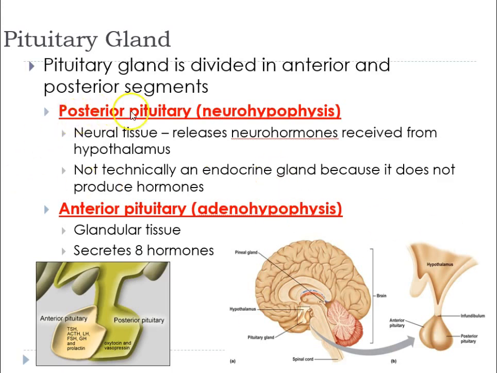So the posterior pituitary gland is neural tissue that releases these neurohormones received from the hypothalamus. The hypothalamus is going to send a message, and the message is going to come down to the posterior pituitary gland to release certain hormones. This side only releases 2, maybe 3 that we'll talk about this semester. The anterior one is going to be doing more. The anterior pituitary gland is actually glandular tissue, and it secretes 8 hormones.